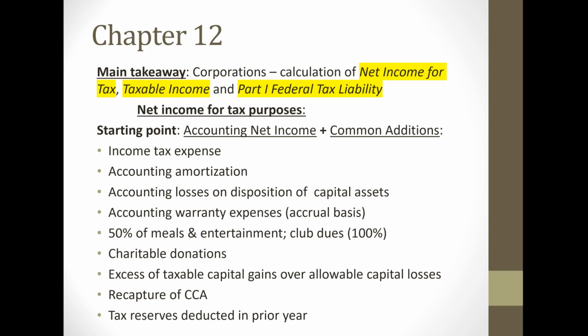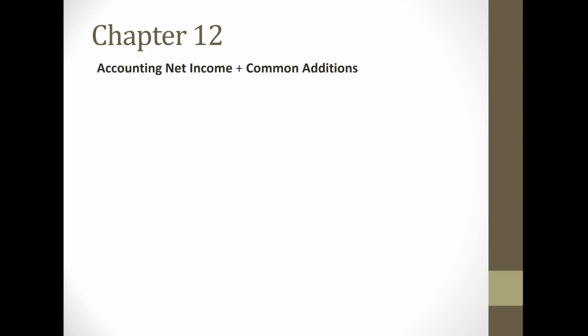And also any tax reserves that were deducted in a prior year. Now, we learned in an earlier chapter that with tax reserves, we get to deduct the current year amount, but we also have to add back last year's amount. So if we deducted any tax reserves last year, we have to add them back this year. So those are a list of some common additions to get to net income for tax purposes. Let's move on to the next slide.